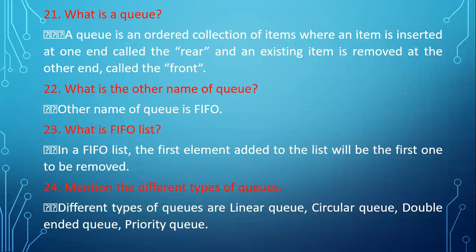Next, question number 22. What is the other name of queue? Answer. The other name of queue is FIFO, that is first in, first out.